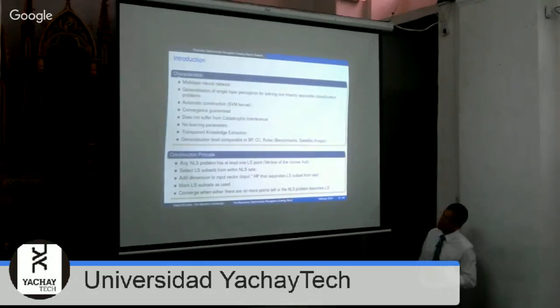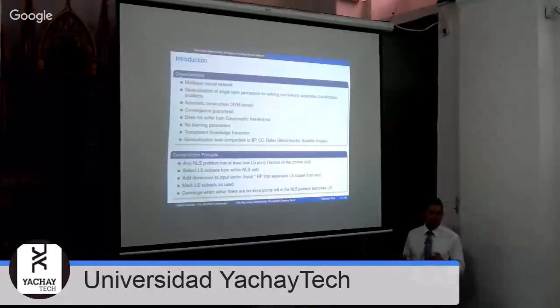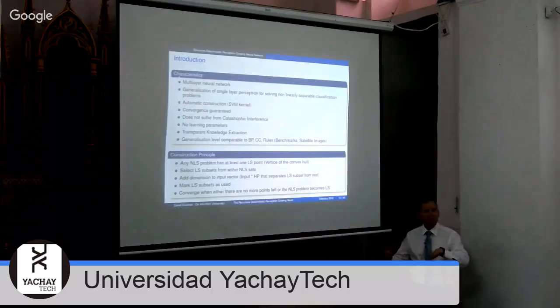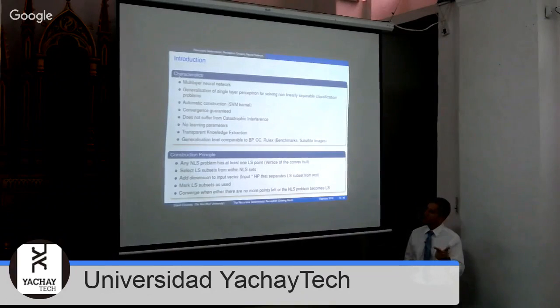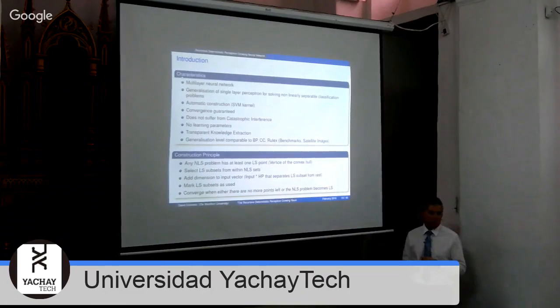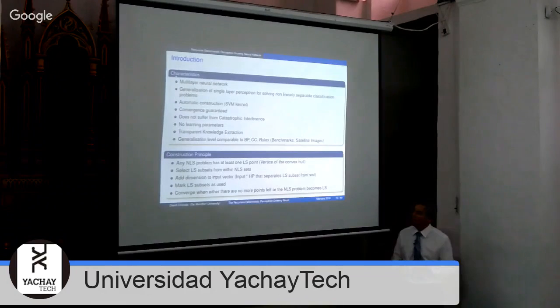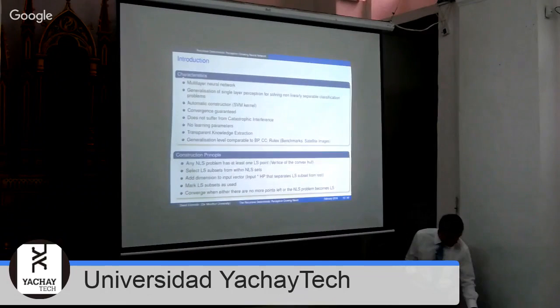We then mark this linearly separable subset that we already used, so that we only use it once. This is to guarantee the convergence of the algorithm. And we know that either we end up with no points left to play with, or we end up with a problem that has become linearly separable. So that is the guaranteed stopping condition of the algorithm.